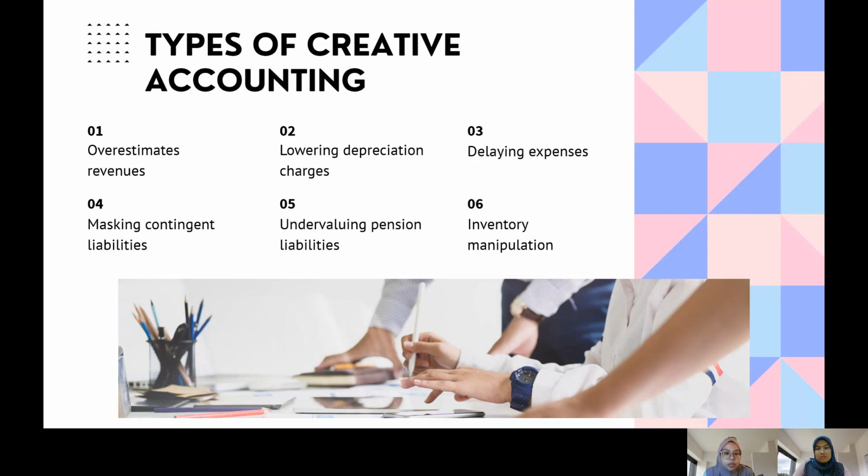Second is lowering the depreciation charge, where the company will often spread out the cost of an asset rather than expensing it in one hit, which is their method to reduce the annual charge on this item. This can include extending the useful life, where they estimate the asset and then increase its salvage value.